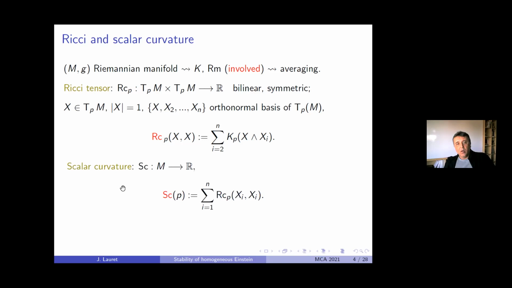So now at each point you get a number. This would be Gauss curvature in the 2-dimensional case. It is the trace of the Ricci tensor with respect to the metric. So scalar curvature is a function on M.